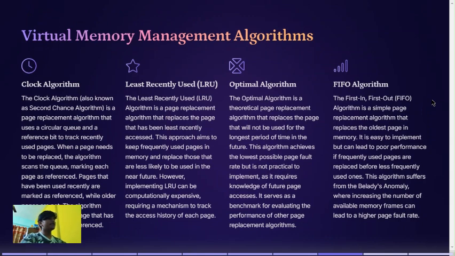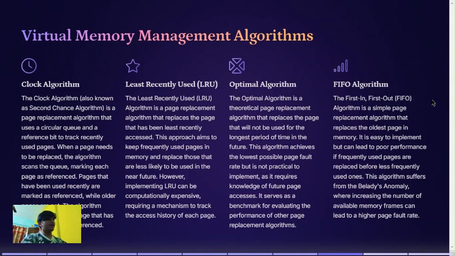Virtual memory management algorithms. Clock algorithm. The clock algorithm, also known as the second chance algorithm, is a page replacement algorithm that uses a circular queue and a reference bit to track recently used pages. When a page needs to be replaced, the algorithm scans the queue. Pages that have been used recently are marked as referenced, while older pages are not. The algorithm replaces the older page that has not been recently referenced.